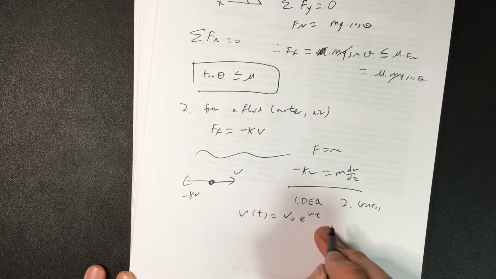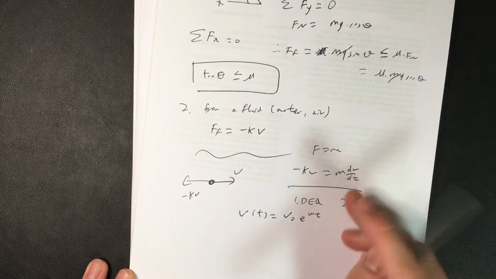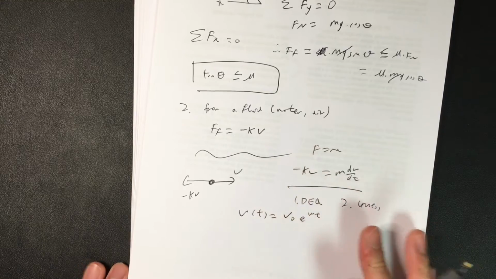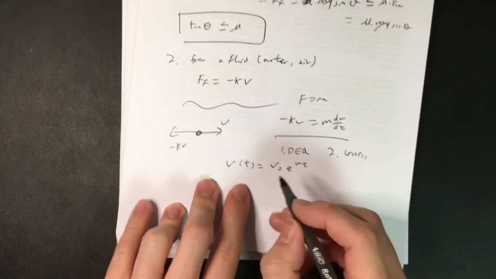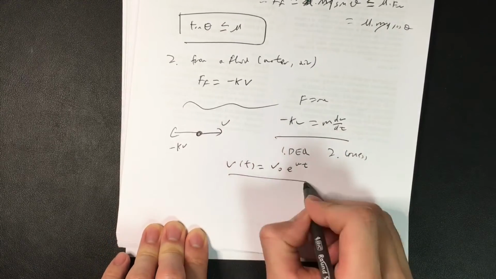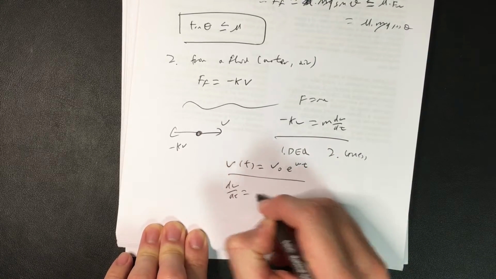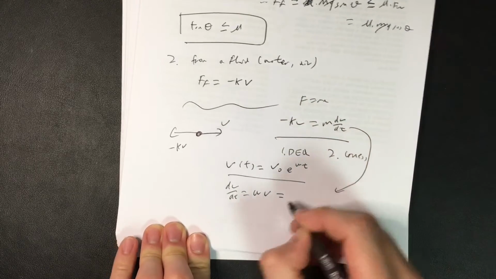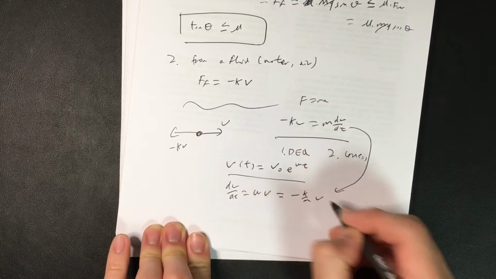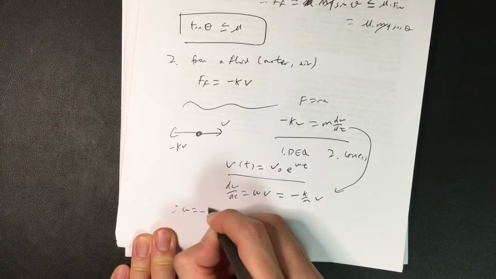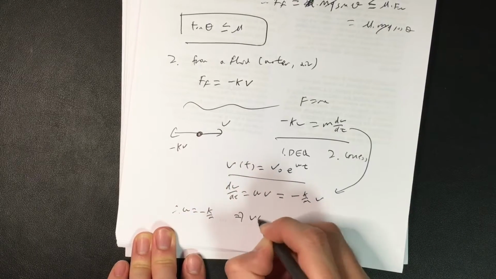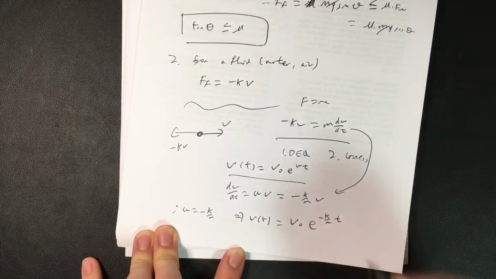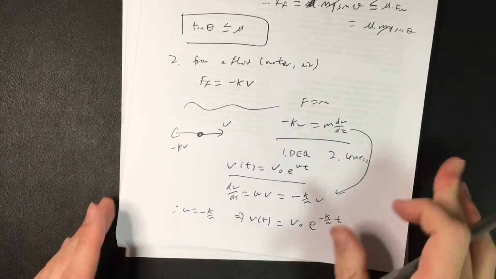The reason why I'm guessing the velocity as a form of exponential is that the derivative of velocity is in the form of velocity, which looks very familiar to the derivative of exponentials. So if I take a derivative of v of this form, then dv/dt equals omega v, which from this equation equals negative k over m v. Therefore, omega equals negative k over m, which means v of t equals v naught times e to the negative k over m times t.